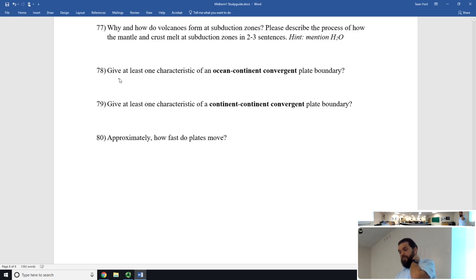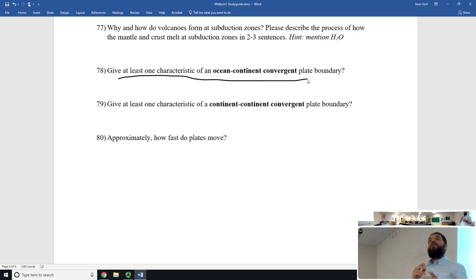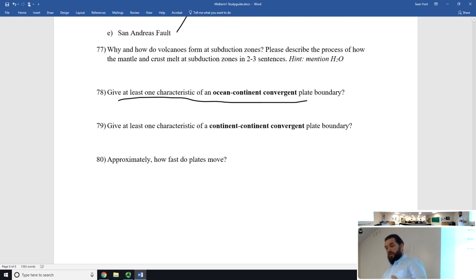Now give at least one characteristic of an ocean-continent convergent plate boundary. There's a lot of things you could mention. Ocean-continent convergent plate boundaries are subduction zones, so you could mention trenches, arc volcanism, or flux melting, which is the addition of water to the mantle to lower the melting temperature to generate the volcanism. You can mention accretionary wedges. In your lecture assignment, you had to draw out a subduction zone, so any of those features that you drew, you could mention.